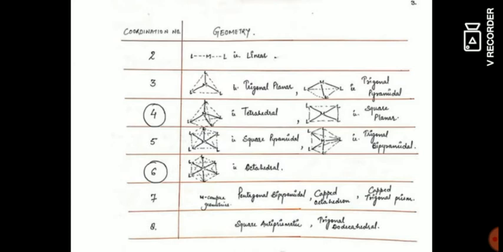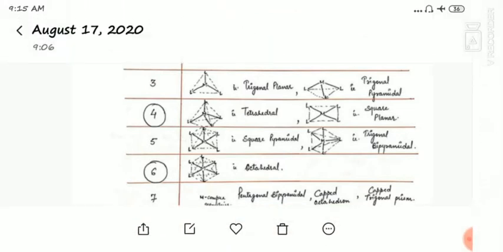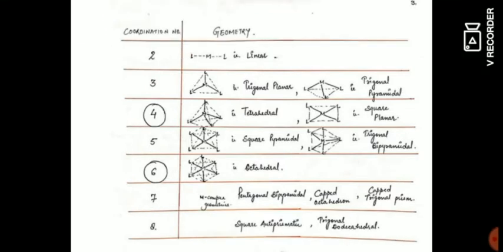Number 5, square pyramidal. If a metal ion is surrounded with five ligands, then the geometry created is square pyramidal. If the metal ion is surrounded by five ligands but the surfaces are different, then the geometry is trigonal bipyramidal. If the metal ion is surrounded by six ligands, then the geometry created is octahedral.